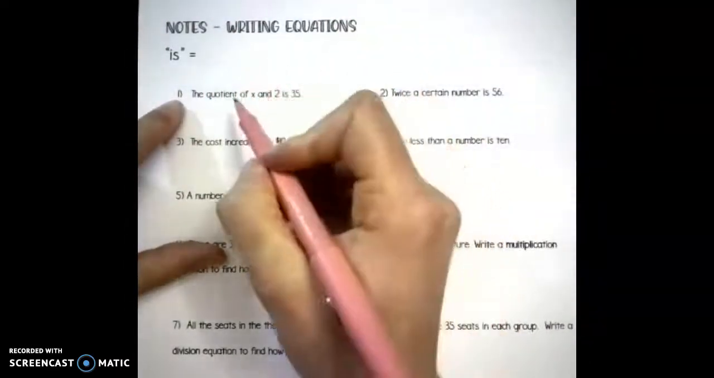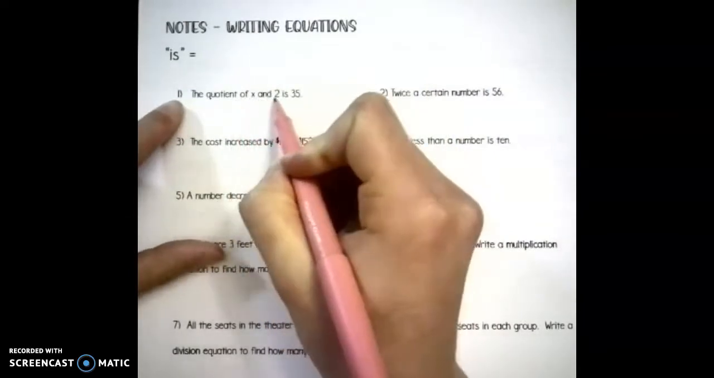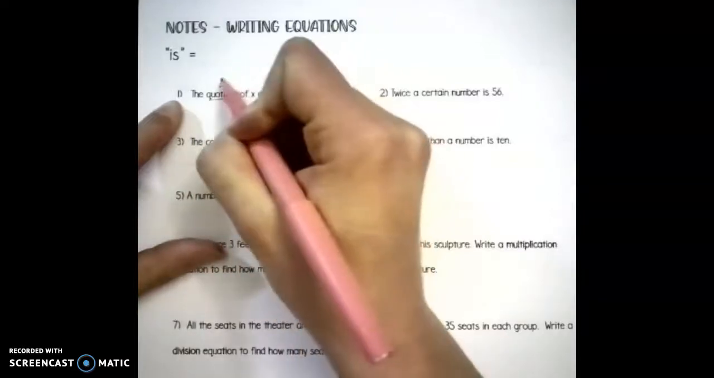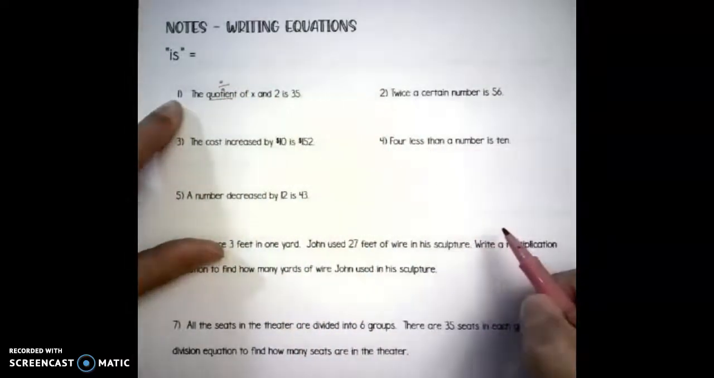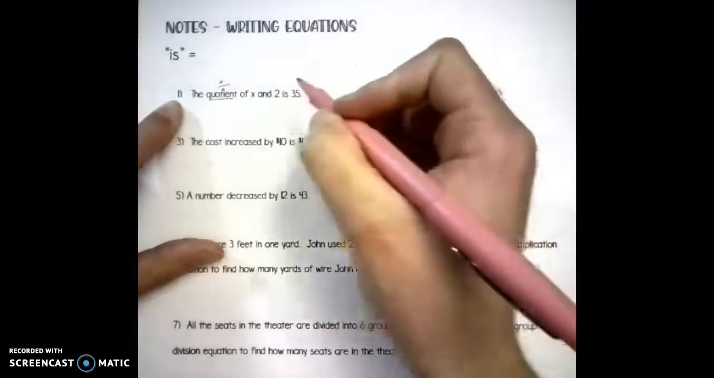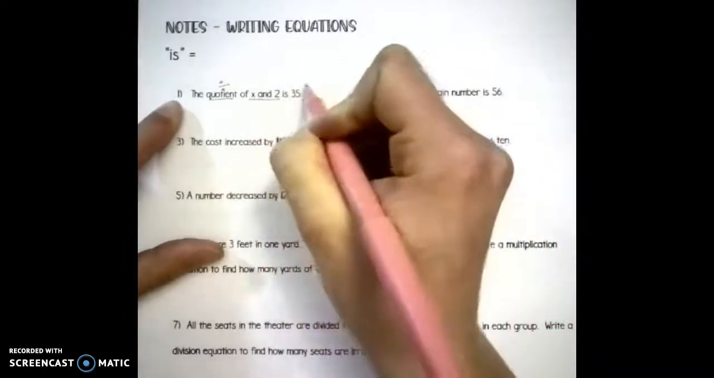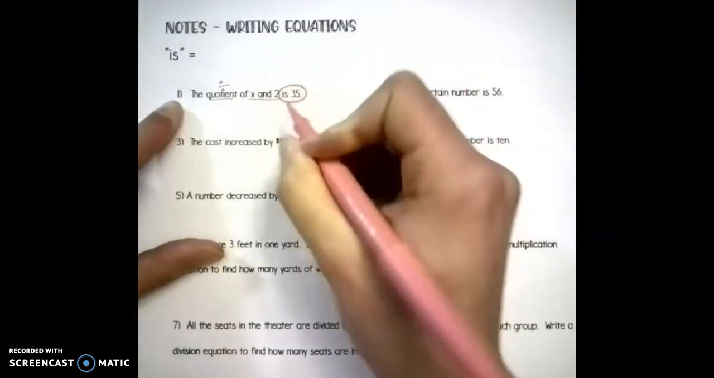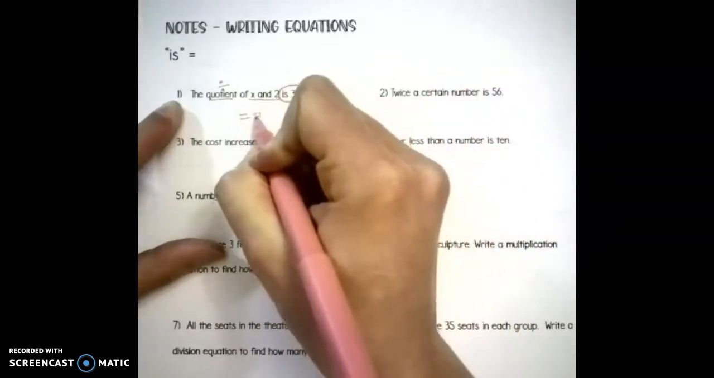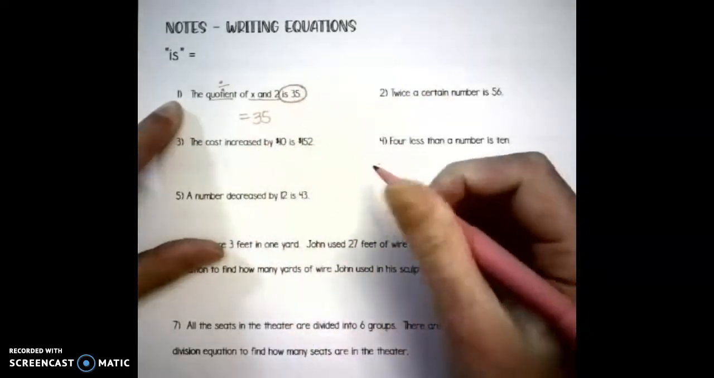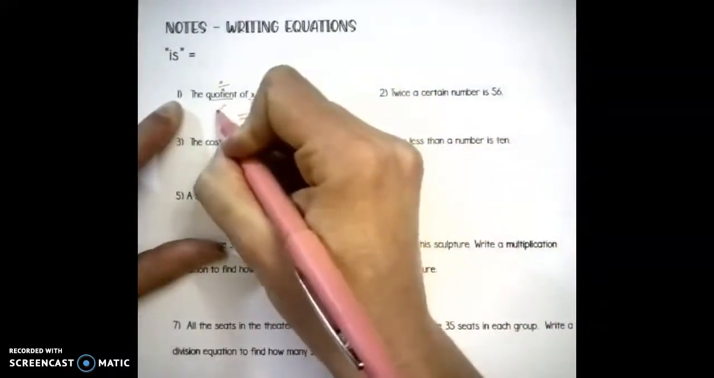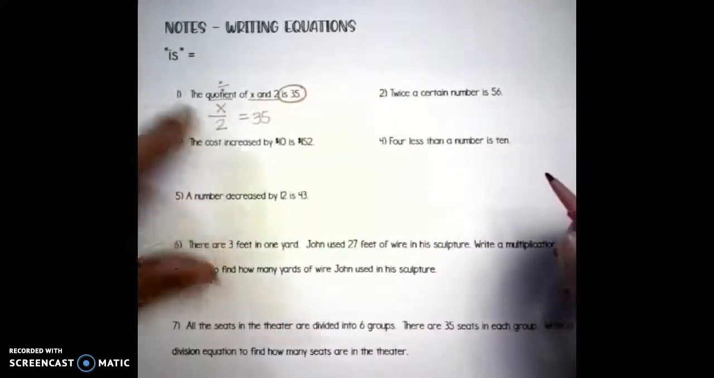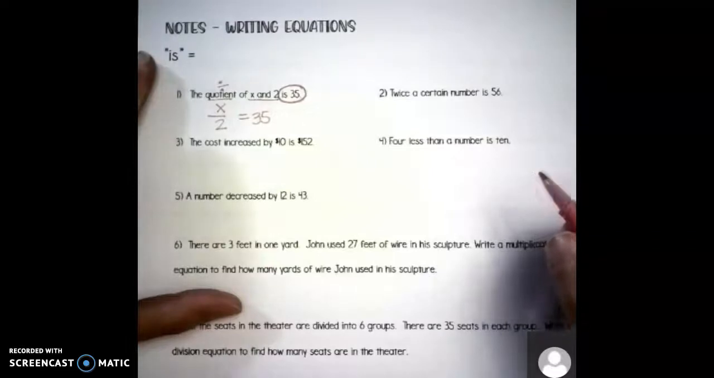Okay, so number one, the quotient of x and 2 is 35. We know the quotient means to divide. So the quotient of x and 2, we're going to be putting x and 2, is 35. Because "is," what should "is" be written as? We know it should be equal to 35. If we're finding the quotient of x and 2, that means something divided by 2 equals 35.